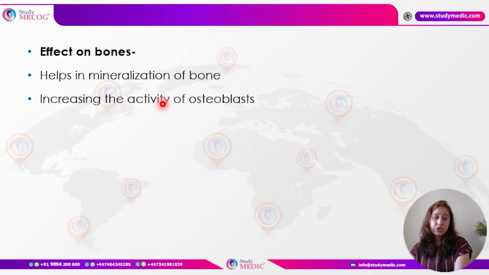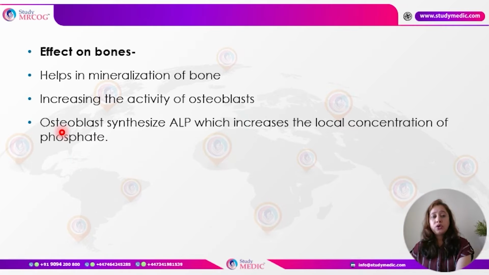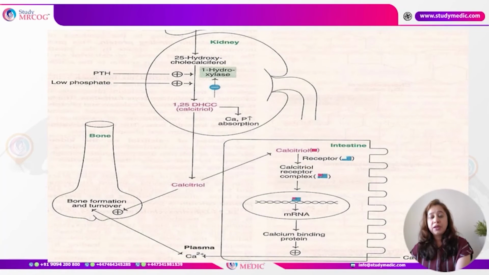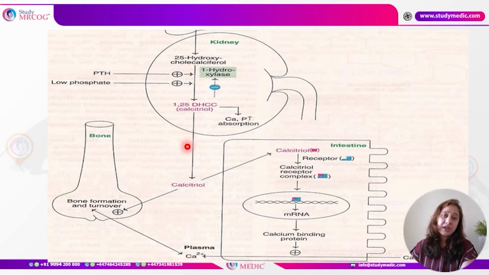So it is taking care of blastic and clastic activity both. During the adequate healthy state, the blast will synthesize ALP, which increases the concentration of the phosphate and will help in bone strength. On the kidneys, it increases the reabsorption of calcium and phosphorus. So ultimately the plasma calcium levels are taken care of all the time, either from absorption in the intestine or from the reabsorption from the kidney, or from the bone turnover.